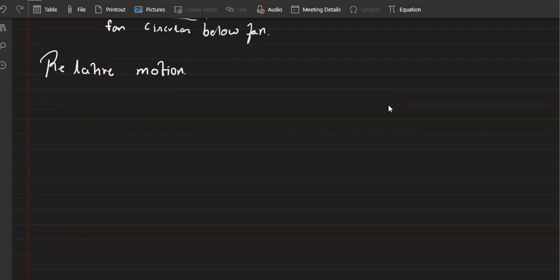Okay, so let's see. Suppose we have a velocity of Prahlad with respect to Avaar, right? Velocity of Prahlad with respect to Avaar.